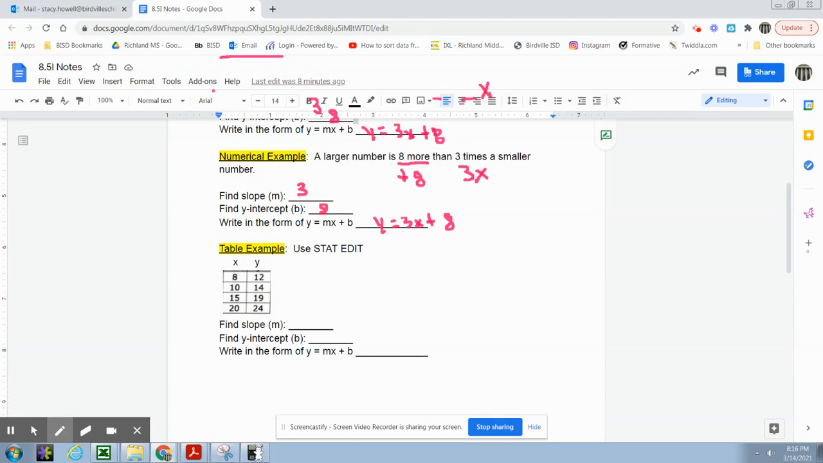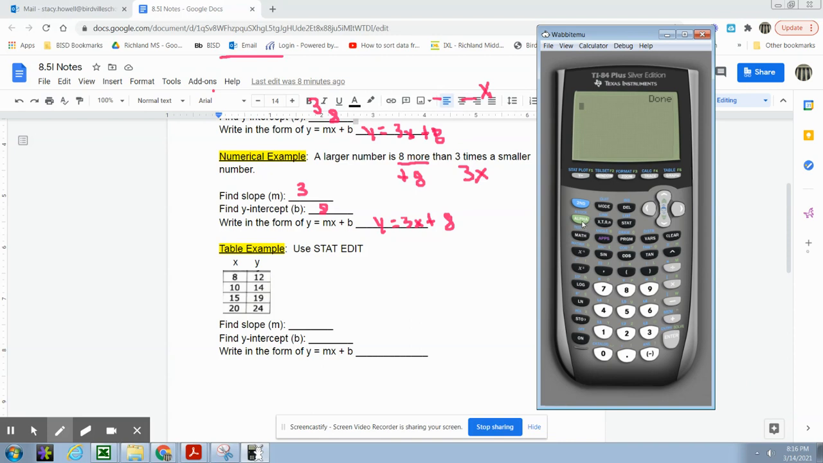Table example, we're going to use stat edit. Let me get the calculator up here. Here we go. And we're going to put our table in. We're going to hit stat, enter. We're going to put an 8, a 10, a 15, and a 20. Let's tab over. We're going to hit a 12, 14, 19, and a 24.